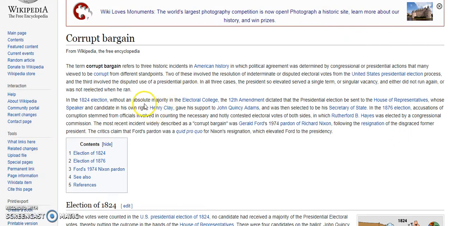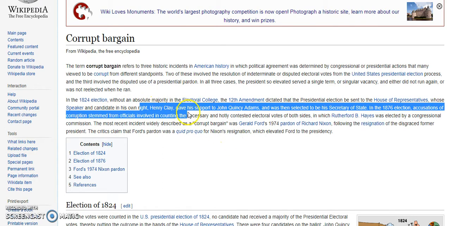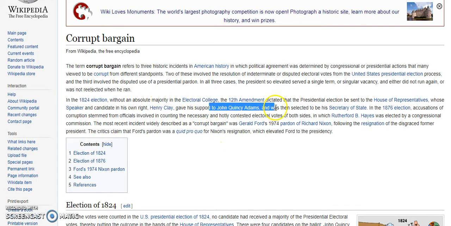At the time, you have Henry Clay, who is leader of the House of Representatives, and John Quincy Adams is one of the leading candidates for becoming president. And so Henry Clay is going to help swing the votes for John Quincy Adams to become president, and they call this the corrupt bargain because right after Quincy Adams becomes president, he makes Henry Clay Secretary of State.